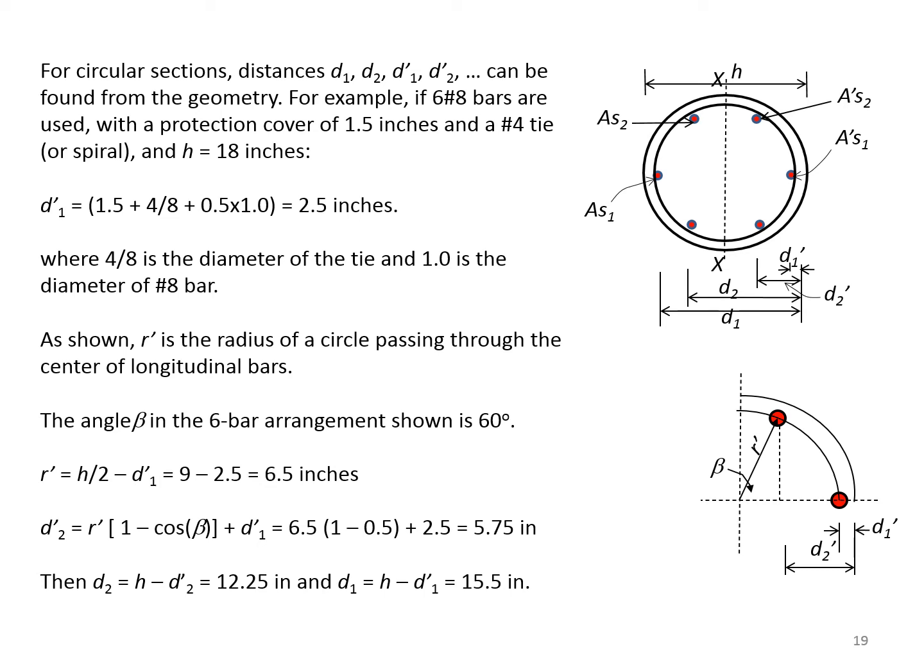Knowing this r' and the angle beta, we can find out the distance d'2. Angle beta for a 6-bar arrangement is equal to 60 degrees. R' is therefore 9 minus 2.5, which is 6.5 inches, and d'2 is obtained as R' times (1 minus cosine beta) plus d'1. The answer is 5.75 inches. By using d'1 and d'2, we can easily find d2 and d1, and these are equal to 12.25 inches and 15.5 inches respectively.